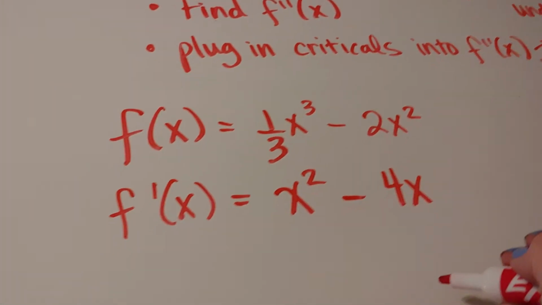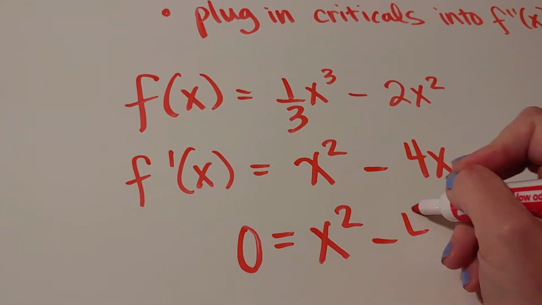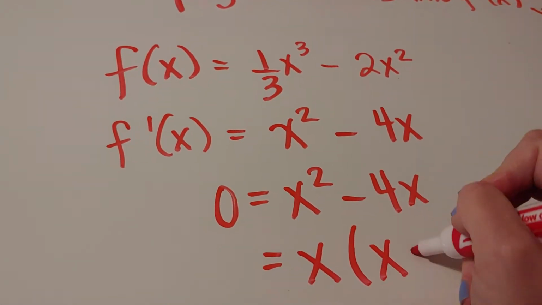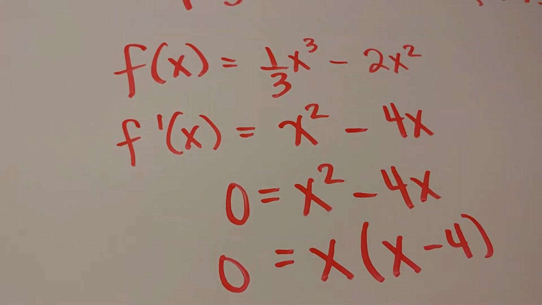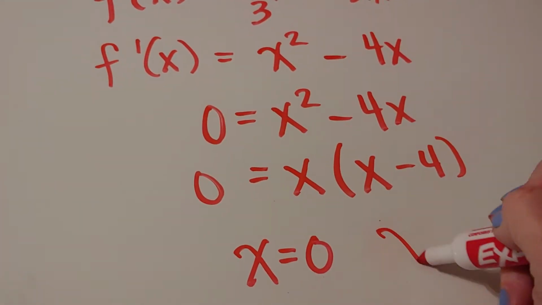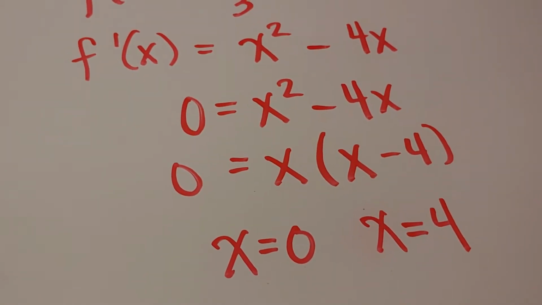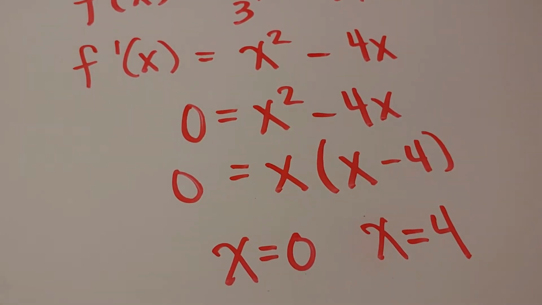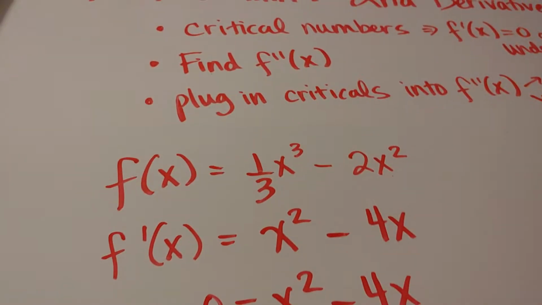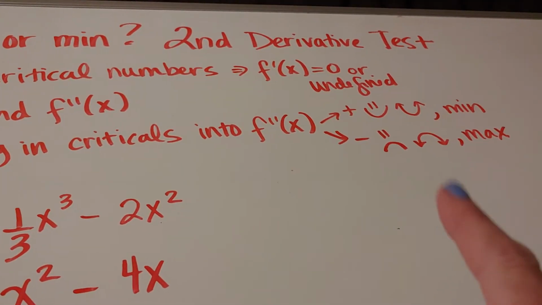Now again, I'm trying to find maxes or mins, so I'm going to set this equal to 0. And I can factor out an x. And I get two critical numbers. And those critical numbers are 0 and 4. Now normally at this point we do a number line and test into the first derivative. But what I'm going to do now is this new thing called the second derivative test. I'm going to find the second derivative and then plug in to see if it's up or down.